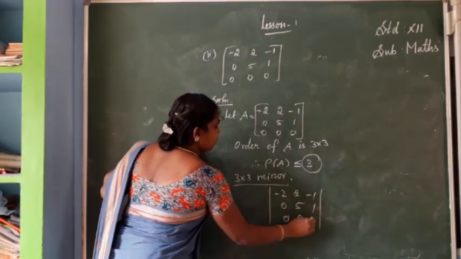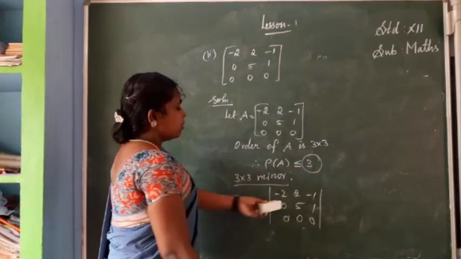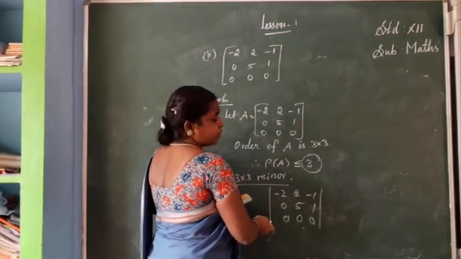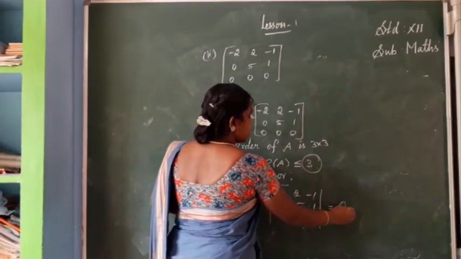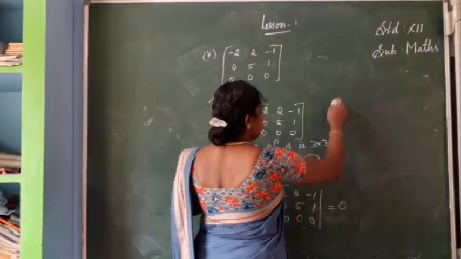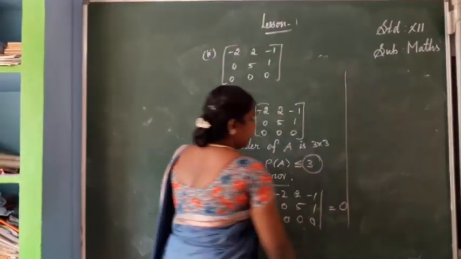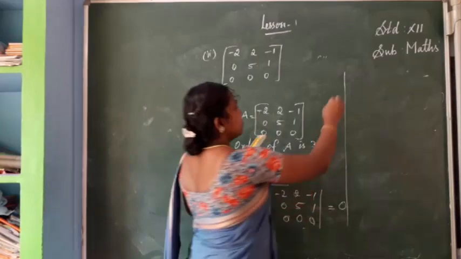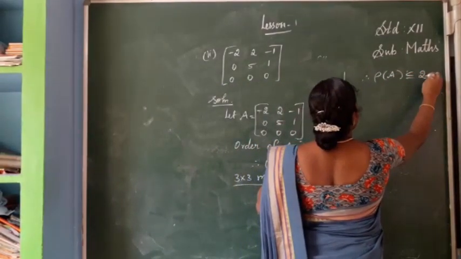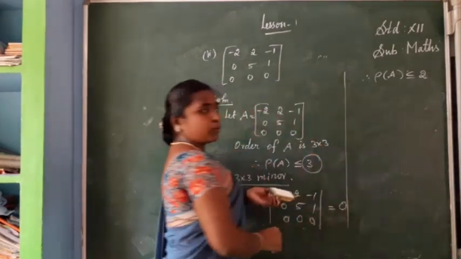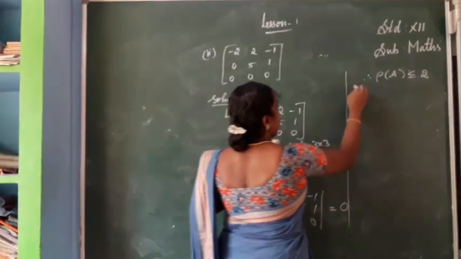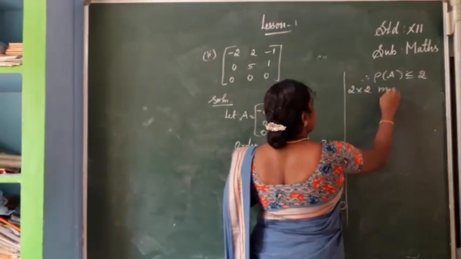Now we can find the determinant. The last row is fully 0, so the determinant is 0. So we can write directly: after getting the 3 by 3 minor as 0, therefore rho of A is less than or equal to 2. 3 is not possible, so 2 is possible. Next you have to find the 2 by 2 minor.